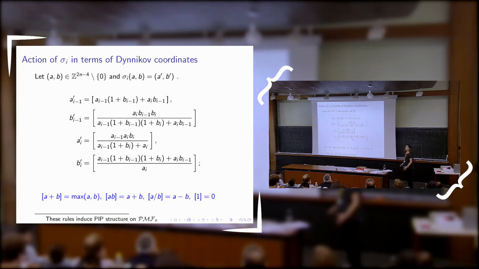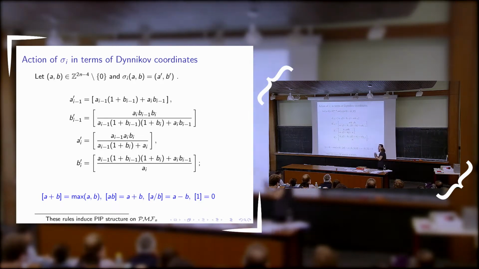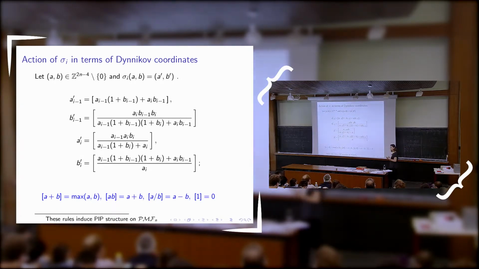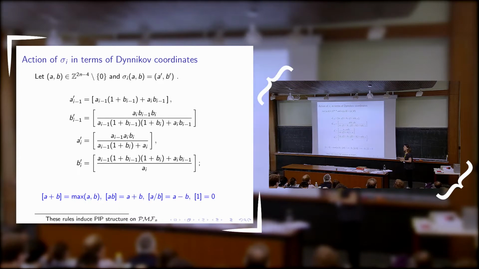And these rules are also very useful because they induce a piecewise linear action on the space of measured foliations. Therefore, when you are on the boundary of Teichmüller space, you have these integer matrices, and you get those integer matrices from these rules when you write up everything in terms of Dynnikov coordinates. So this is a very useful tropical description of the action of the mapping class group in terms of Dynnikov coordinates. Any questions?